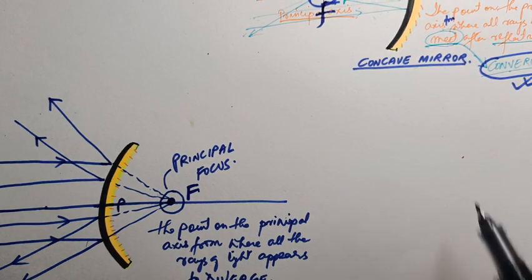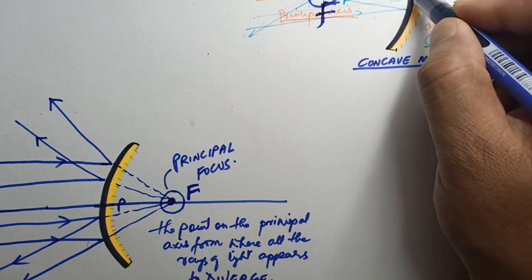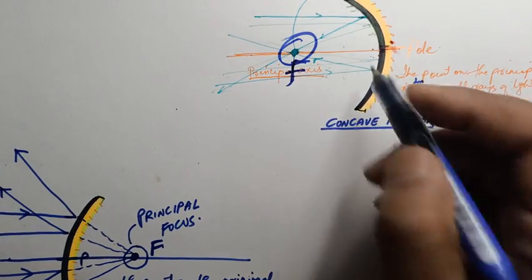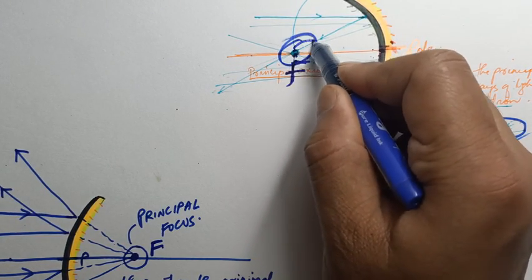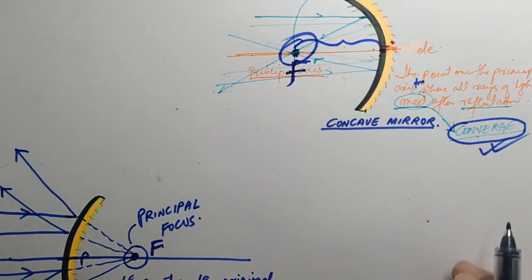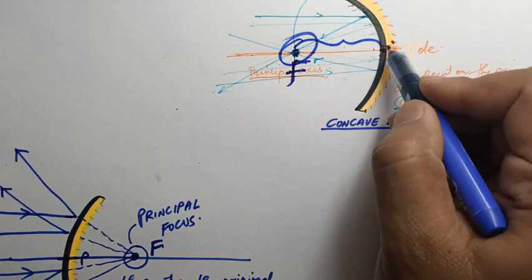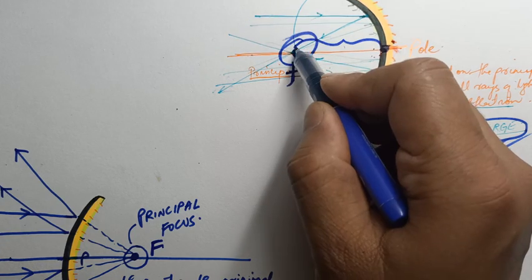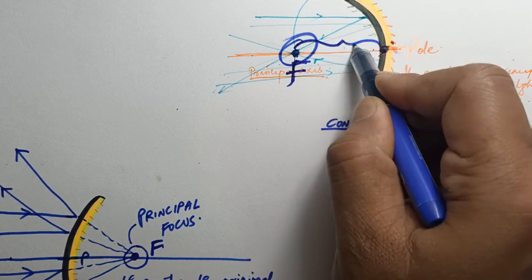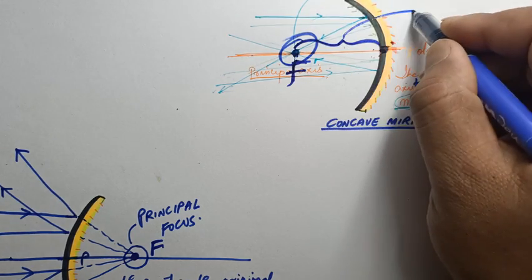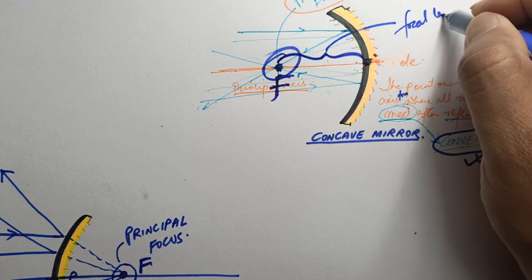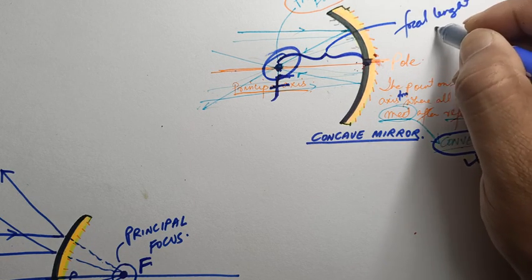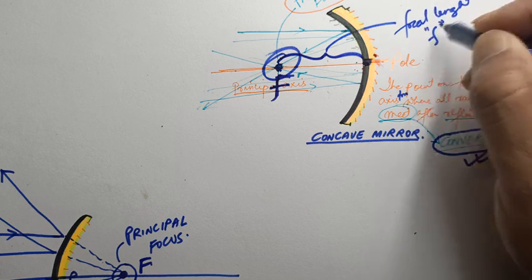Now another very important thing is, this is the pole, and this is the principal focus. The distance between the pole and the focus is called the focal length, represented by the small letter f.